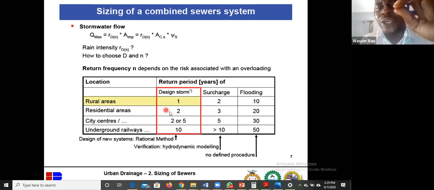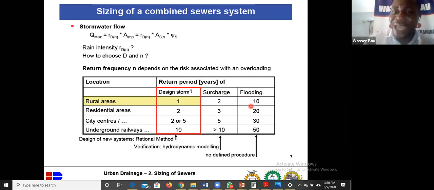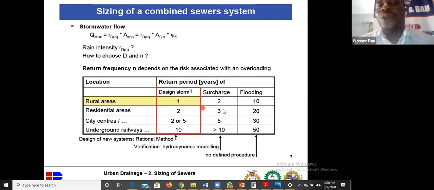For a residential area, you use 2 years for storm, 3 years for surcharge, and 20 years for flood. If you are designing for flood, it's a different thing than when you are designing for a normal conveyance system. Conveyance system is, there will be precipitation, there will be a storm event or rain event, and the drain will successfully carry it and discharge it to the open stream. If you are designing for city centers, which is a higher risk area, you use a storm of 2 to 5 years, a surcharge of 5 years, and for flooding, you use 30 years.